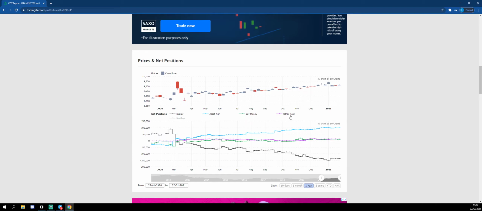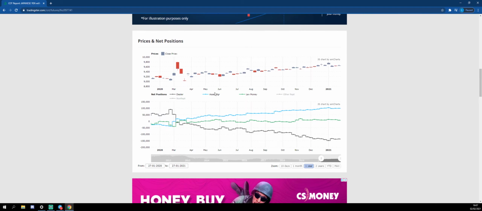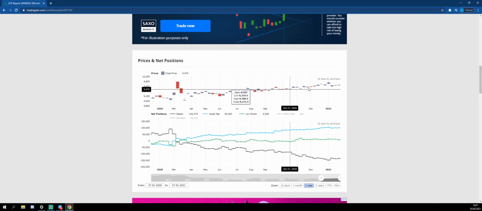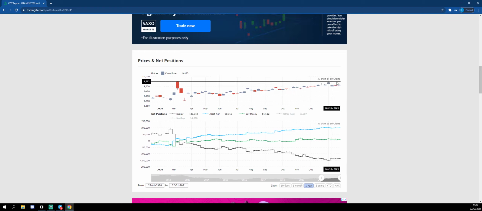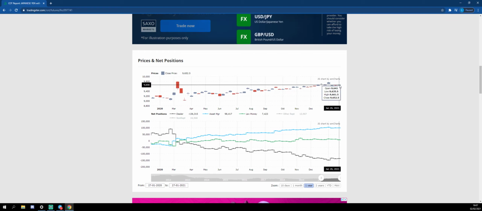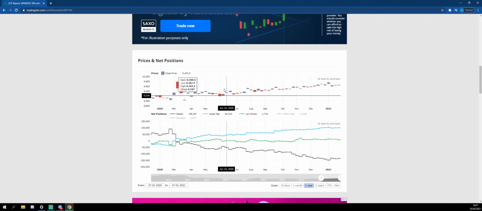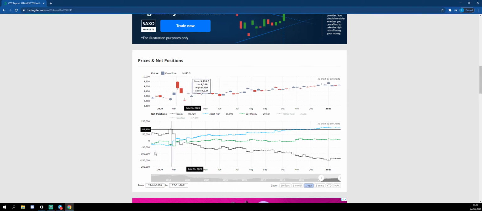Then as you can see, this is the price chart for the yen. So as you can see, it's quite bullish, right? So this was January 26th, so that specific week when the COT report was released. This was the open and the close of that specific candle, right? But yeah, this is a very powerful tool to use.